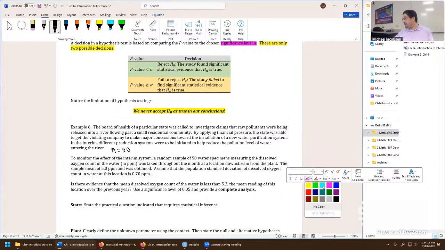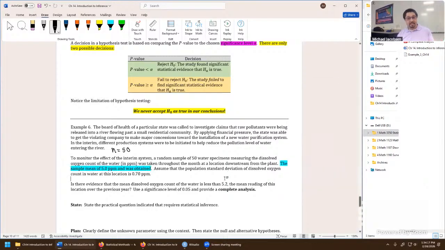We hope that this was a good sampling design, because if they didn't do this properly with some kind of random sampling idea, the company will be able to complain and say, your statistics are invalid. We were actually doing the right thing, but you didn't even use a random sample. So it's critical that they do this right. This is a hard problem in and of itself, getting a random sample. But let's assume they did it all correctly, and X bar comes out as 5.0 parts per million dissolved oxygen count. I'll just call it 5.0.